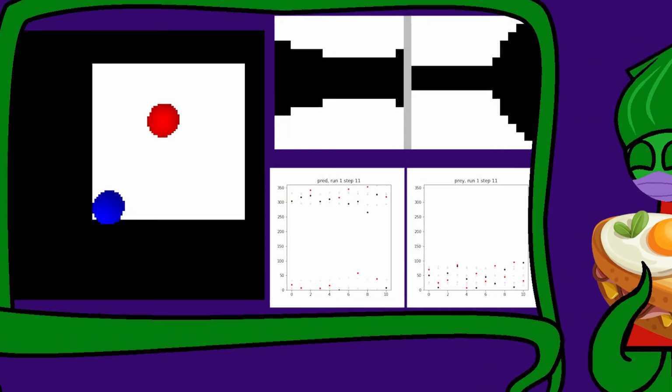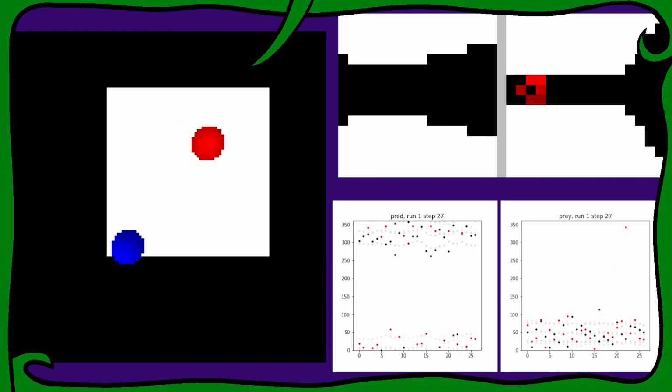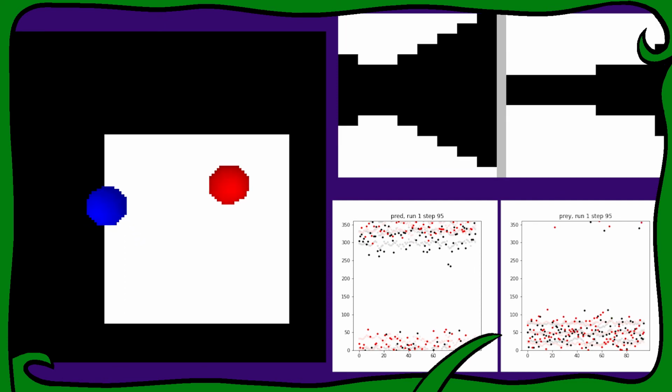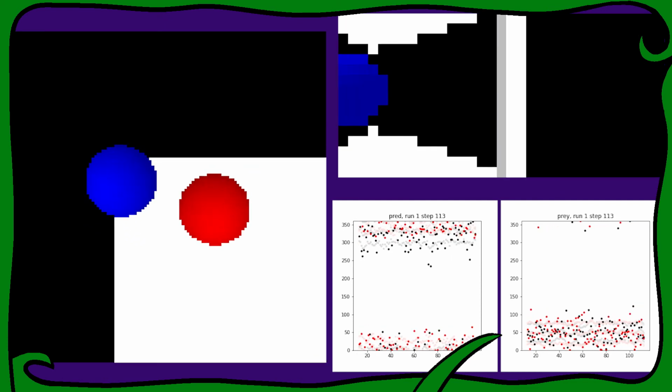Let's watch the predator and prey train up for a while. This is the 2 of them from above. This is the predator's view. This is the prey's view. And these plots show the changes they're making in their angles. Black being velocity angle, and red being vision angle.